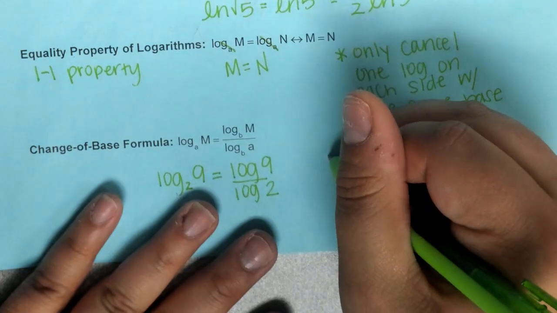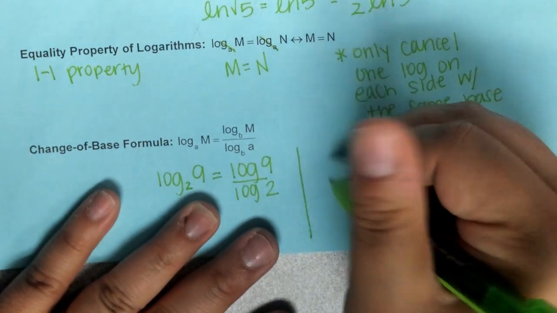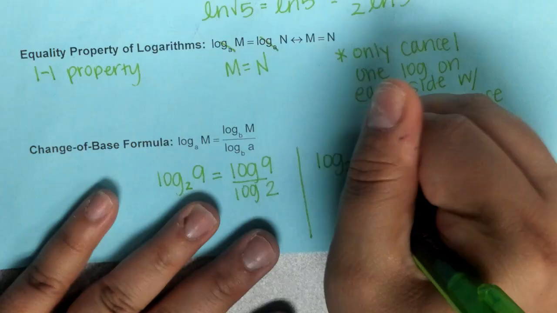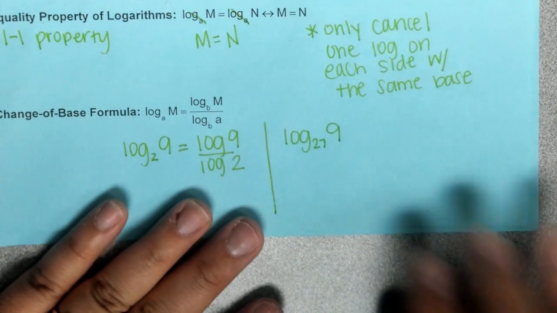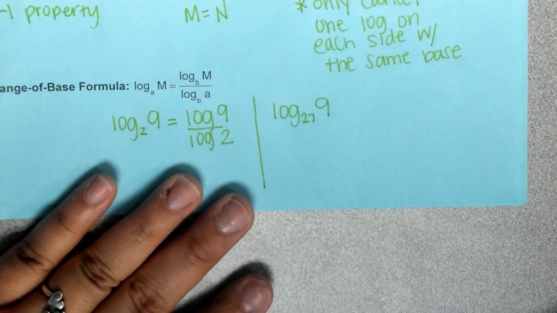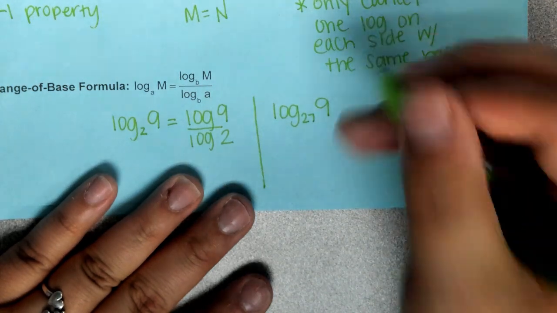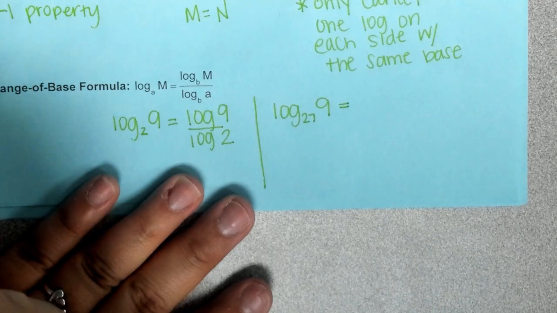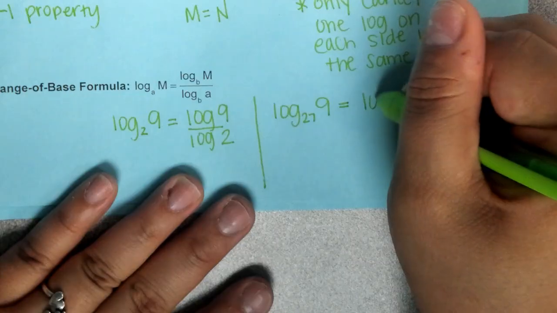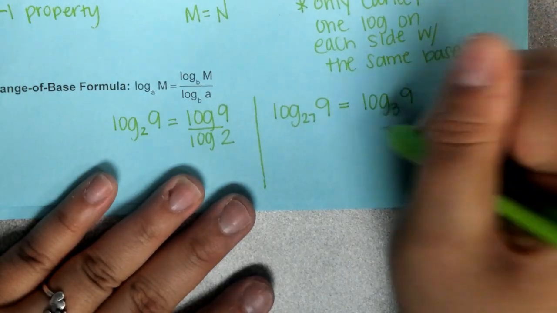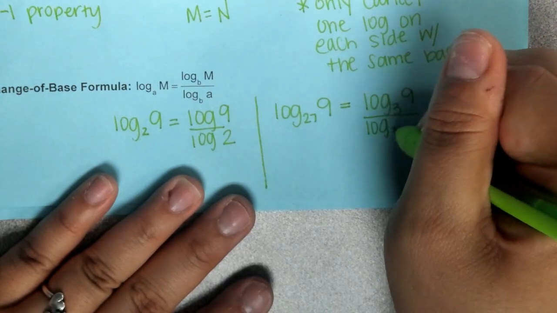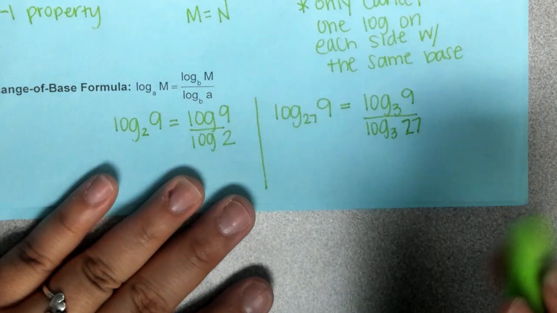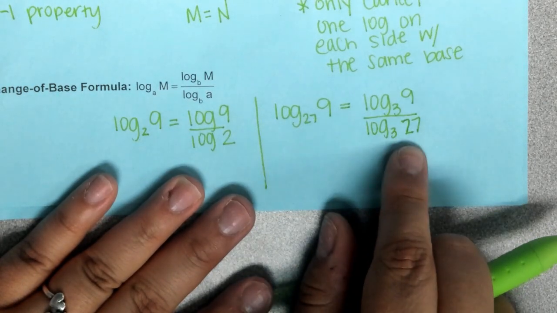So, the problem was, I'm going to draw a line right here. The problem was log base 27 of 9. Can I cancel them out? Can I make them into each other? No, but I can change the base so that they have a base that they can both work with. What base do both of these turn into? So I can make this the log base 3 of 9 over the log base 3 of 27. By the way, your original base is always going to go on the bottom.